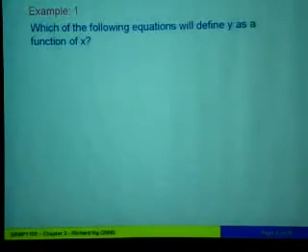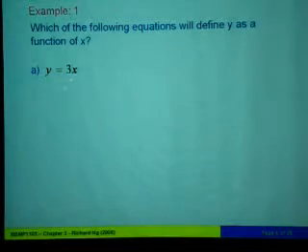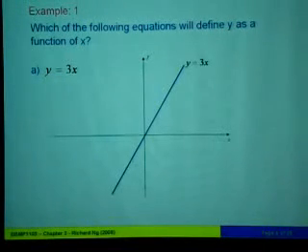Okay? Next, let's look at an example. Which of the following equations will define y as a function of x? Example A. If we are given the equation y equals 3x, the first step is to draw or sketch this line, y equals 3x. So the line is as shown here.